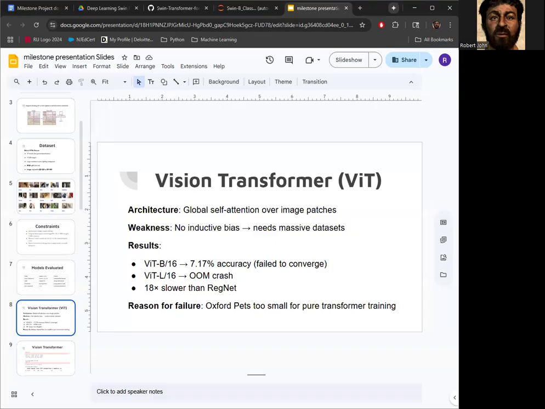The B16 model failed to converge, getting only about 7% accuracy, and the L16 ran out of memory entirely. Even when it ran, it was about 18 times slower than RegNet. And a few times, my computer had to restart because I ran out of memory, and it was just not efficient at all. The takeaway is that Oxford-IIIT is too small for pure transformer training from scratch. It highlights why hierarchical and more efficient approaches like Swin are worth exploring.